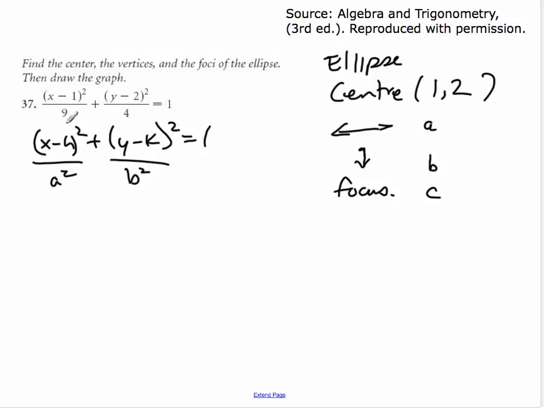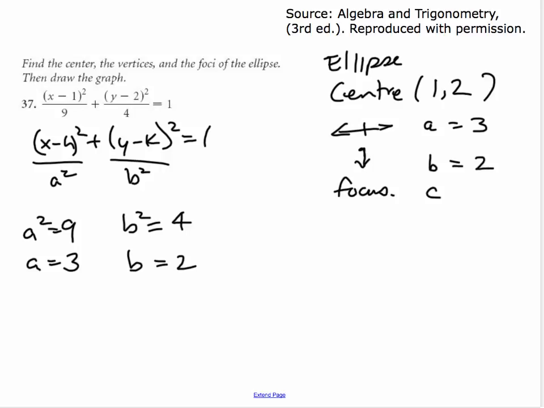Now, since the largest number here is 9, that's what a squared will be. So a squared is 9, therefore a is equal to 3. So from the middle out to the edge is 3. B squared would be the other number, which is 4. B squared is 4, then b has to be 2. And that would be the height, or half the height of the ellipse. So b is equal to 2.